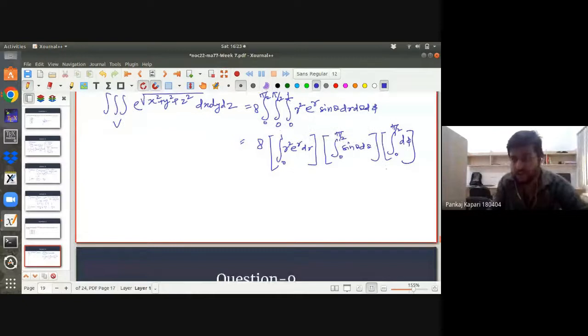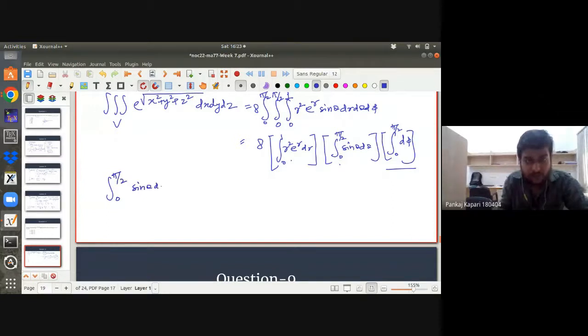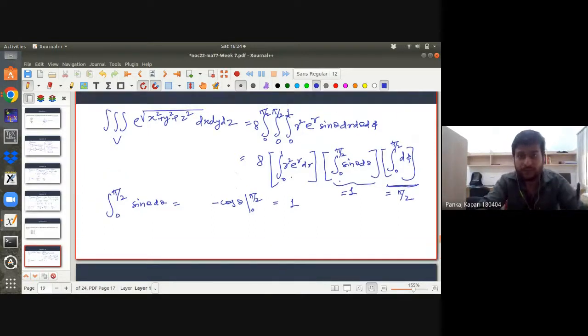Note that this is a constant. We are integrating a constant function here, so the value of this integral is just pi by 2. Let's first find the easier integral, the second one: 0 to pi by 2 sine theta d theta. The integral of sine theta is minus cos theta, with limits from 0 to pi by 2. Cos of pi by 2 is 0, so this integral becomes 1. So the value of this integral is 1, the value of this one is pi by 2, and now we just find the value of the first integral.